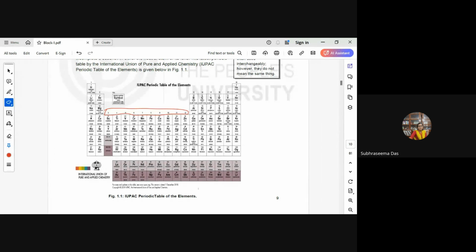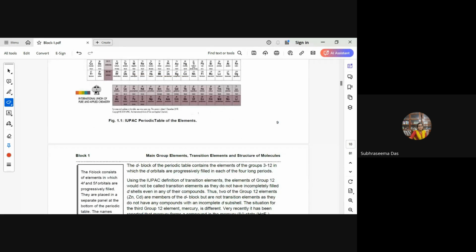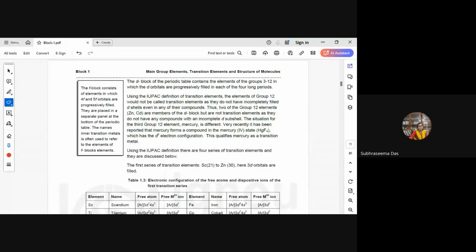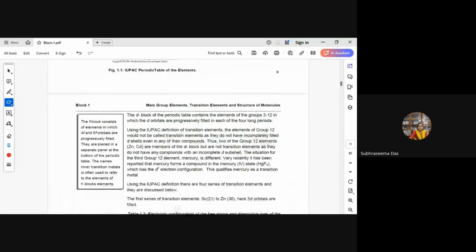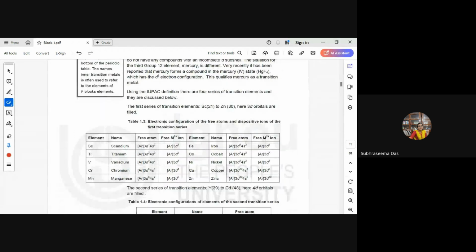Within the transition elements, we have the inner transition elements, that is, the lanthanides and actinides. These are some of the common properties that we all know till today. Now, first we will talk about the transition series. Table 1.3 shows the electronic configuration of the free atoms and the dipositive atoms of the first transition series.